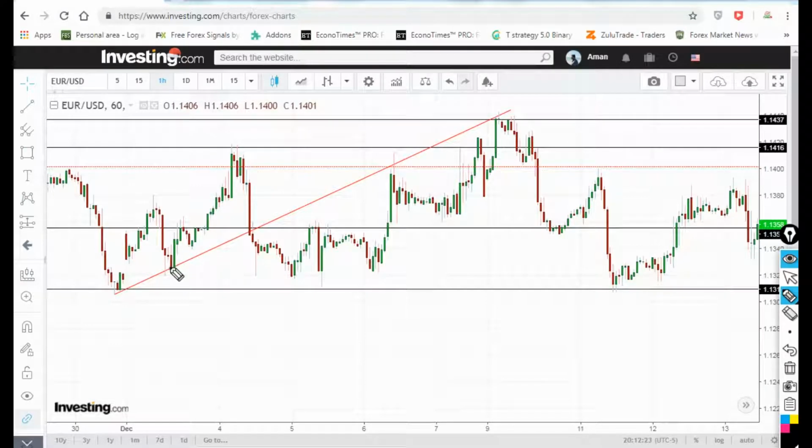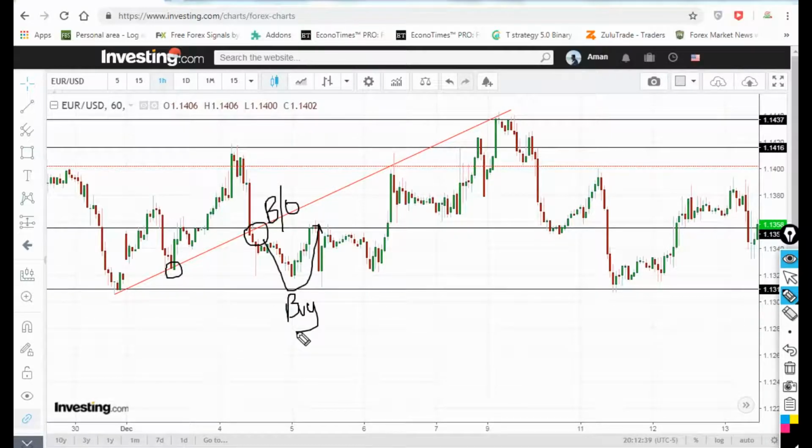So back to our point, we see a retest here, then we see a breakout here, here we see a breakout. The market will come back to your support, so this will be your buy entry and a good scalping.